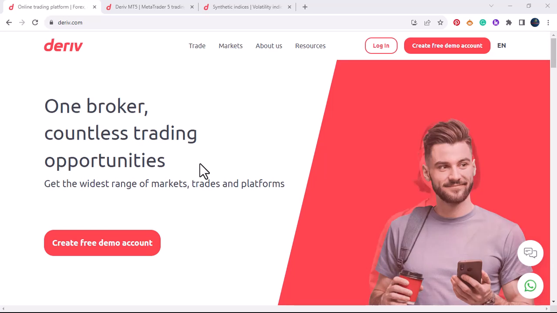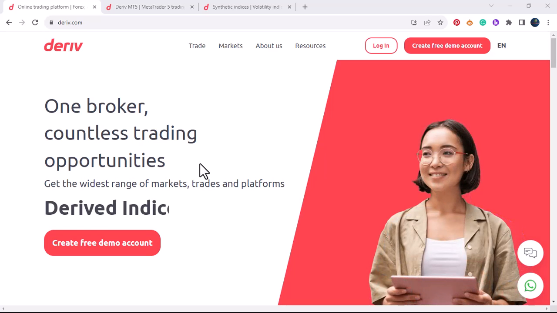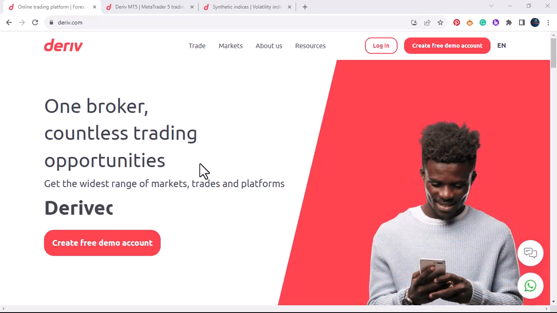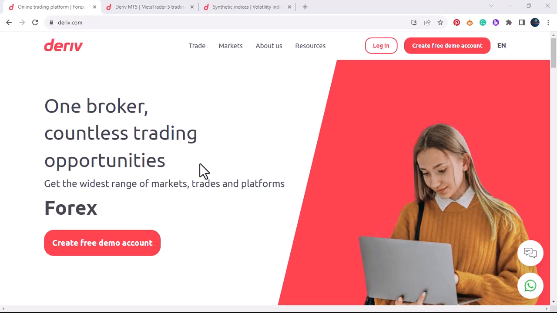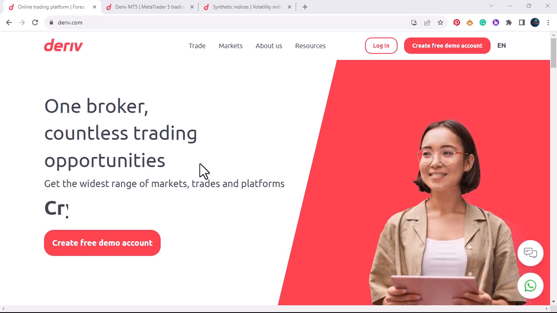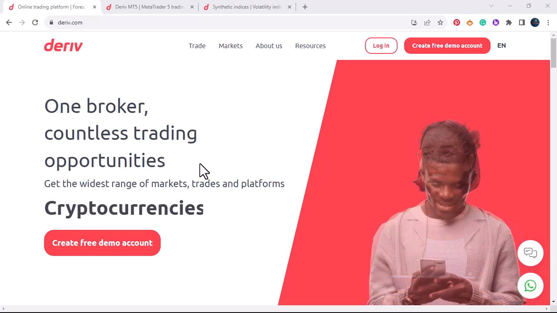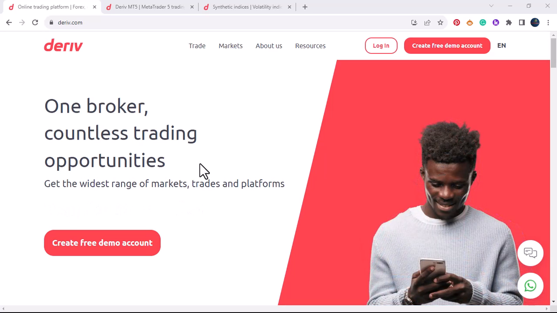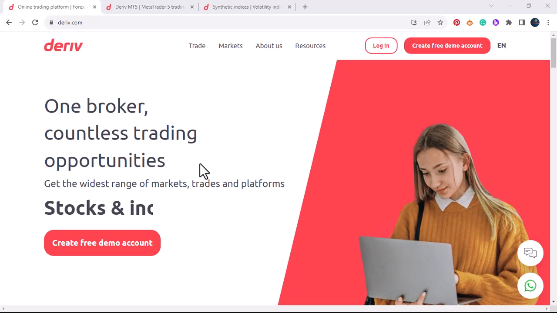But before we go there, I just want to get it out to you that Deriv also offers all the other commodities that other brokers offer, like forex and stock indices like Nasdaq and things like that. But it is based on what? On synthetic indices. So I'm going to explain more on the synthetic indices.